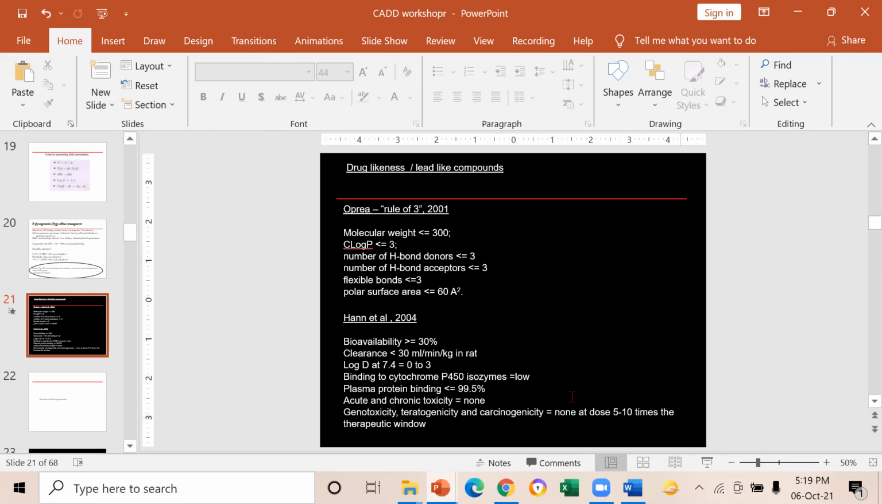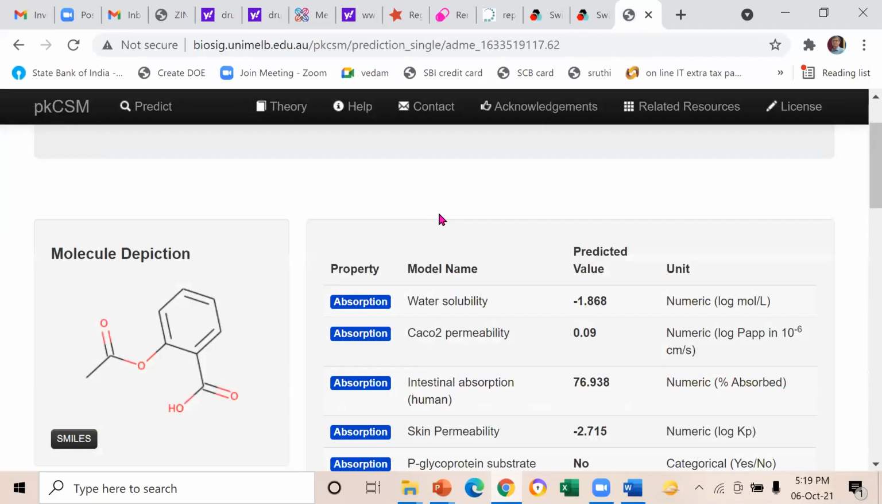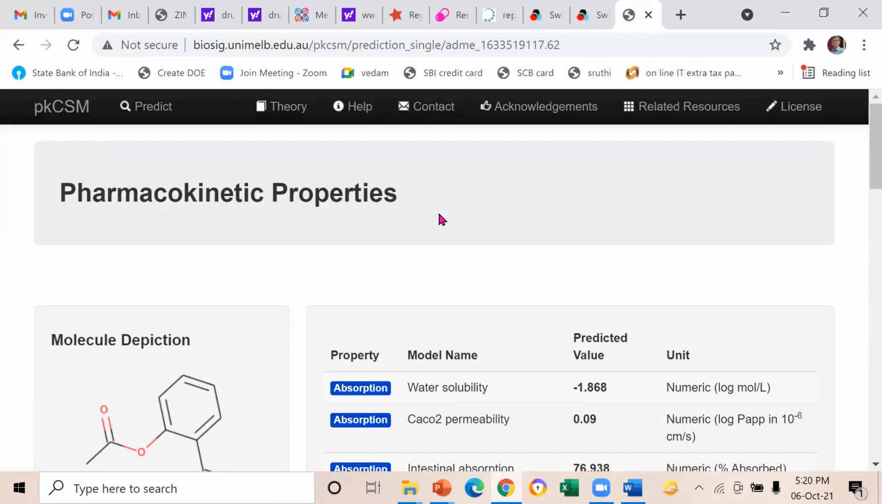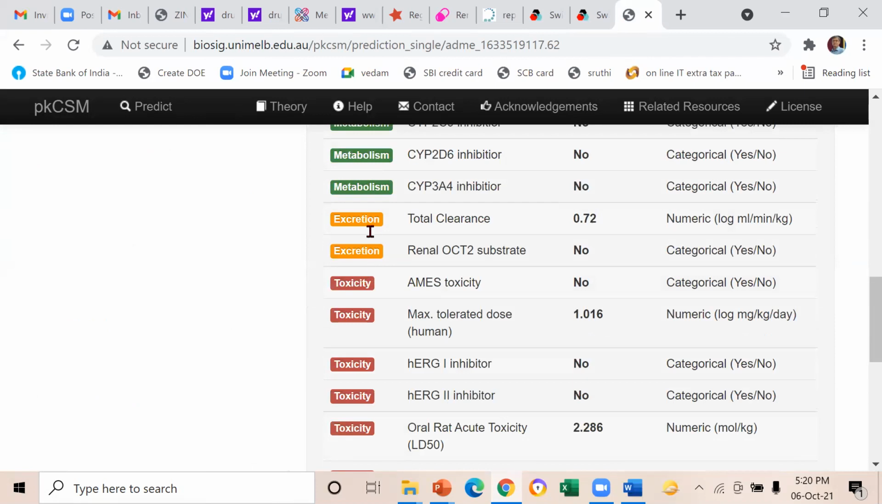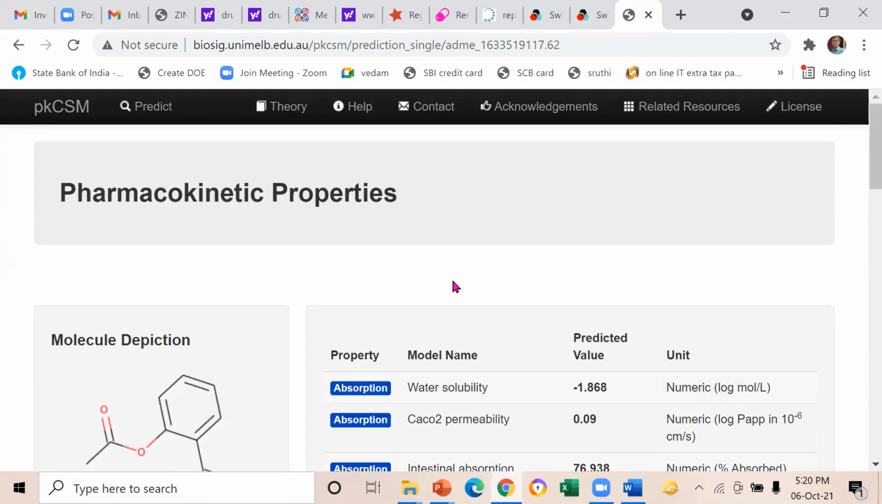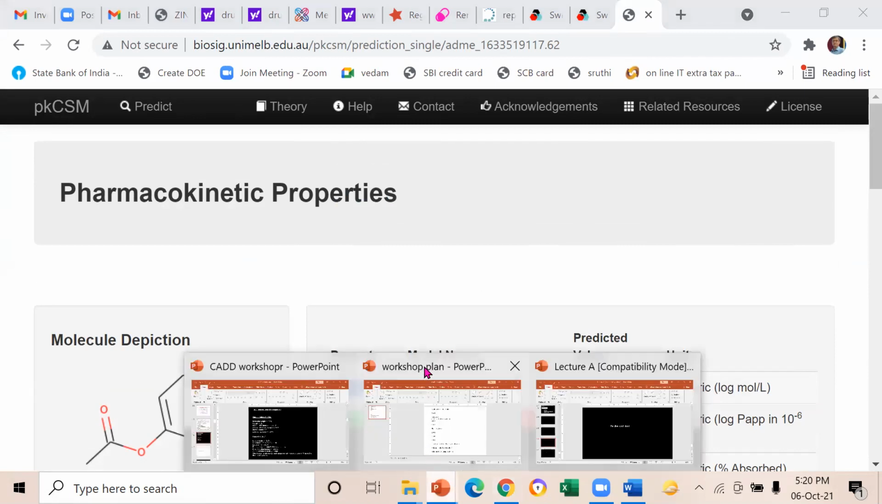So Swiss ADME is one software I showed you. Then I showed you another one. It is called the PK CSM. This is also very good. It gives you idea about, as you can see, some toxicity also. So there are many softwares that may be available in literature which can help you to calculate. These are all calculated properties because it's a novel molecule. Nobody would have done property calculations. I mean property experimental determination. Okay, let's go forward.